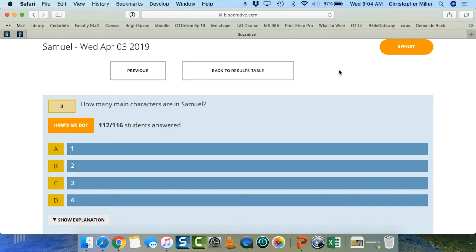How many main characters are in Samuel? Now, I didn't ask you who they were. I just asked how many main characters. This ought to be interesting. Interesting. Okay, for those of you who said 1, who did you choose as the main character? Come on, talk to me. It's okay. God? Oh, that's safe. Okay.